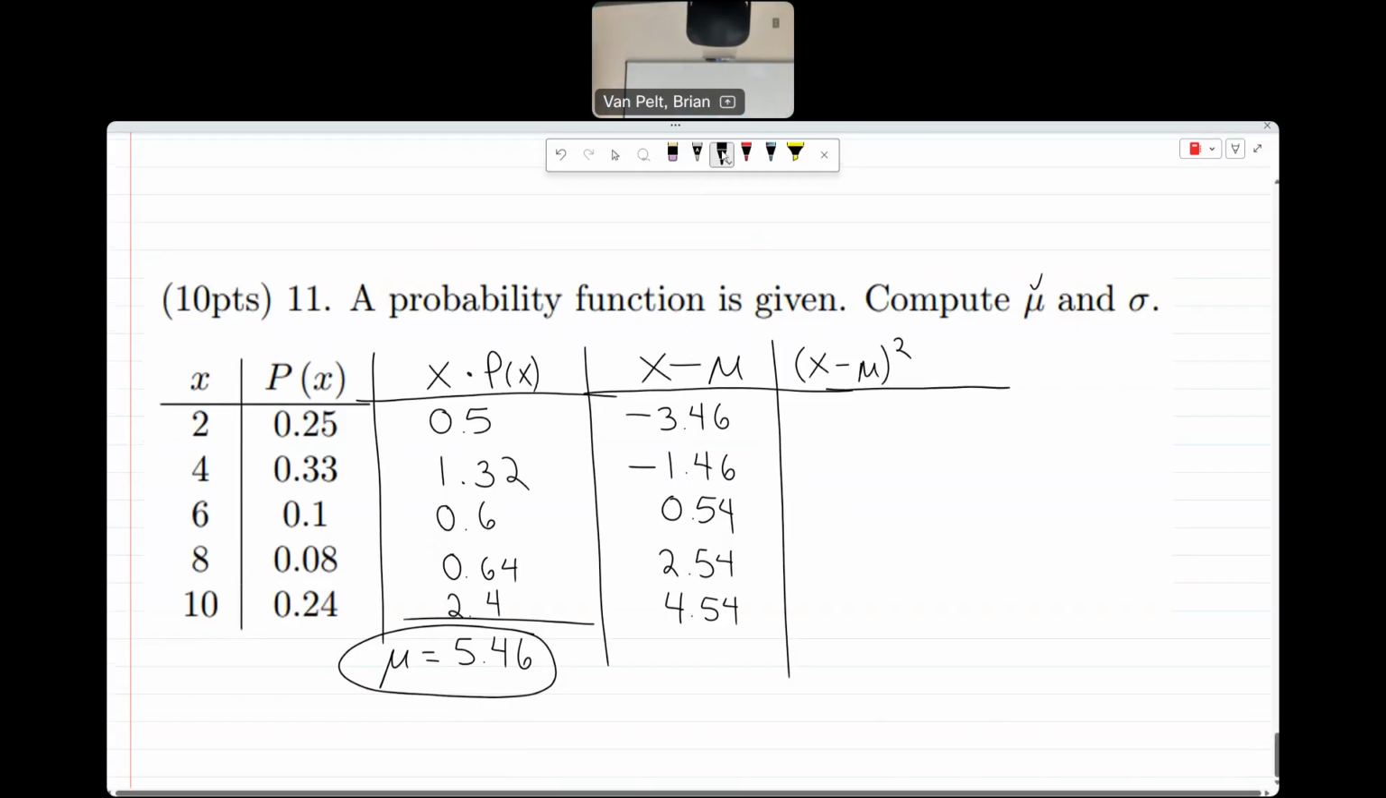Now another column, I want to take all these numbers I just came up with and square them. In particular, if you square a negative number, the negative disappears. So you can literally just ignore the negative when you do these computations. I'm going to go 4 decimal places here. 11.9716.